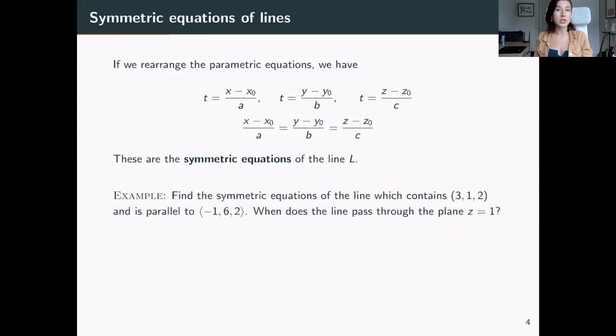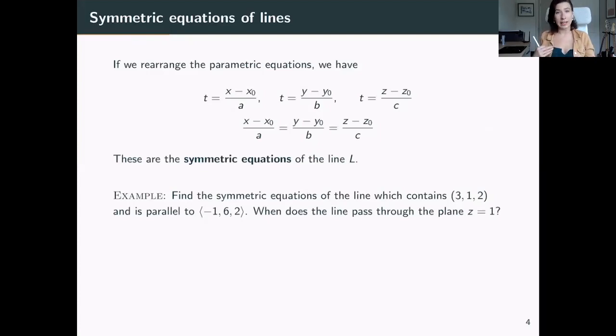Just like we have two forms of lines in two dimensions, i.e. the slope-intercept form and the point-slope form, we have different forms of the equations for lines in 3 dimensions. The first that we saw were the parametric equations, and the next is what we call the symmetric equations.